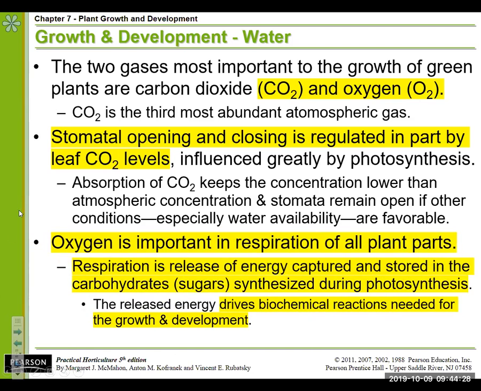We think of oxygen as a byproduct of photosynthesis and something that plants release, but it's actually important in the respiration of all plant parts. Oxygen is an important driver in the process of releasing energy captured and stored in the leaves during photosynthesis, and moving that energy throughout the plant. It's this movement and release of energy that drives all of the biochemical reactions we need for the growth and development of plants.